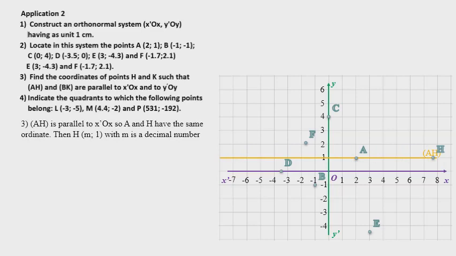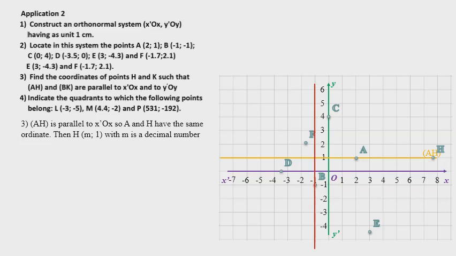So AH is parallel to x'Ox, so A and H have the same ordinate, the same height, the same y, because they are parallel to x'Ox. They exist on the same level. And H has M as abscissa and 1 as ordinate, of course the same ordinate as A. A has ordinate 1, so H must have ordinate 1. M is a decimal number, of course.